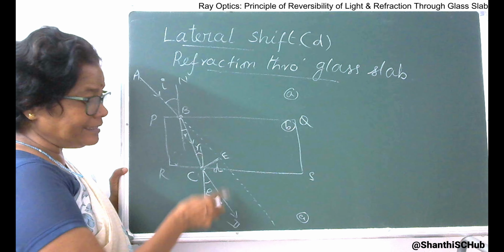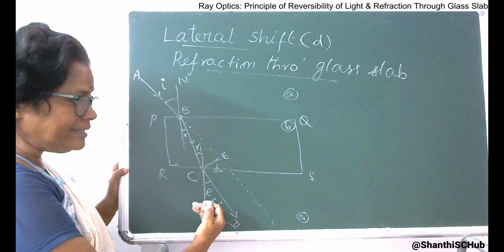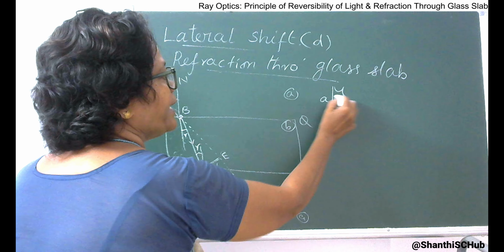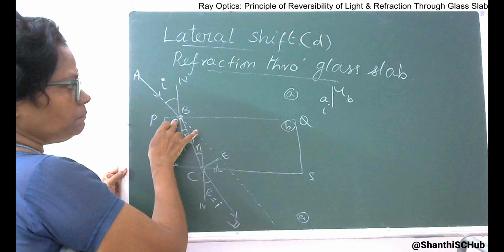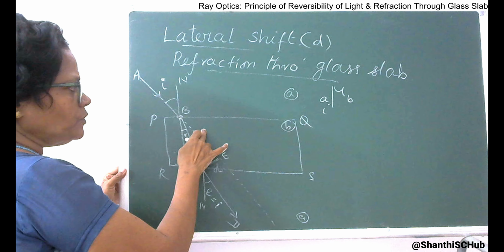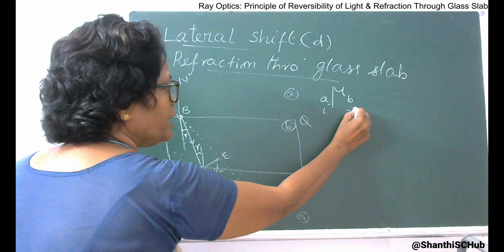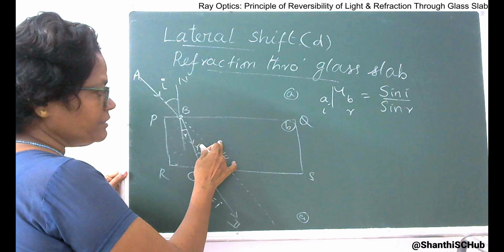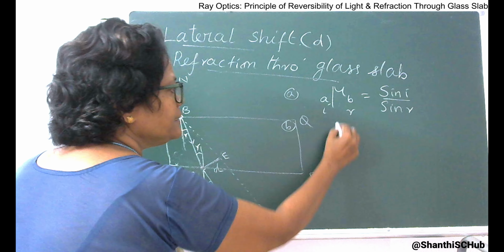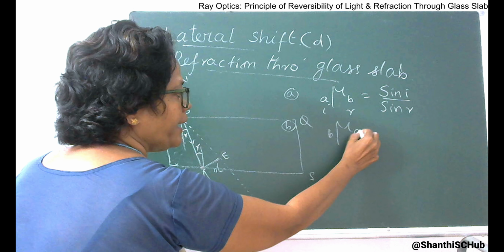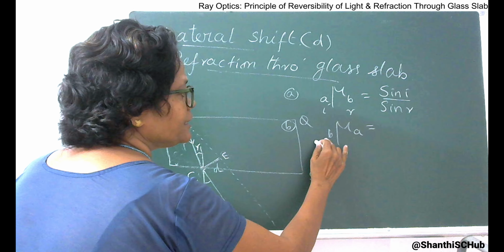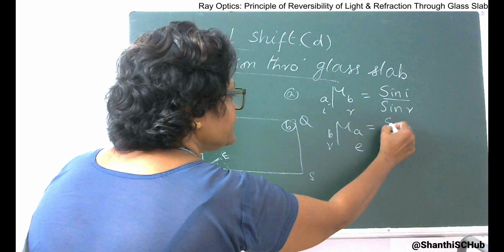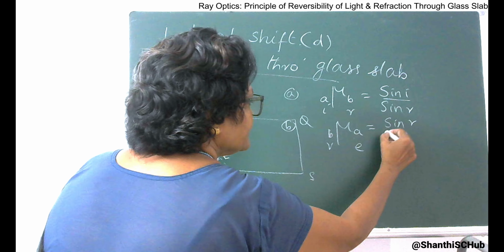Now let us prove that the emergent ray is parallel to the incident ray and is shifted to the left side of the incident direction. There are two refractions taking place. The first refraction is when light goes from A medium to B medium at point B. So at B, light travels from air to B medium, and Snell's law says sin I by sin R. At the second point, light travels from glass, B medium, to air medium. With angle of incidence R at point C and angle of emergence E, Snell's law for the second refraction says sin R by sin E.